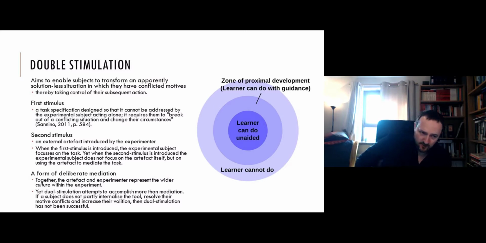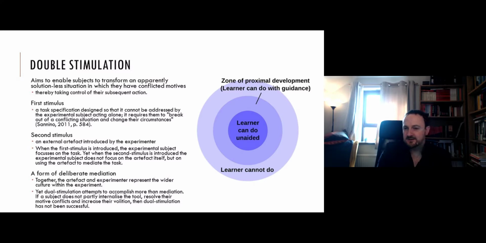Okay, so it's a form of deliberate mediation. And together, the second stimulus and the experimenter, which in a change laboratory project would be the researcher, i.e. potentially you, are cultural assistants. They represent the culture. So the point is that by using the tool, and partly, as we've said, internalizing it over time, they will increase their volition. They will increase, perhaps to use a slightly more modern sounding term, their agency. There's no guarantee they will, and Vygotsky was interested in when they do and when they don't.